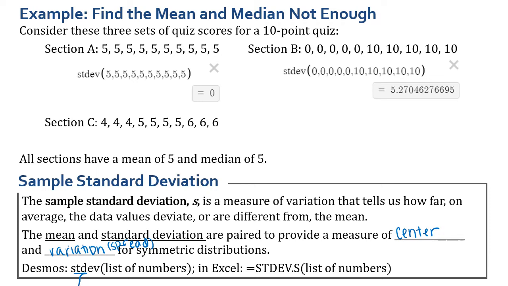Now in Section C, we're going to assume these values are not like Section A where they're all the same. But they're not like Section B where they're wildly different, going from 0 to 10. They're clustered pretty similarly. So I would expect that standard deviation to be lower than Section B, but higher than Section A. Because in Section C, they're less spread out than Section B, but they're more spread out than Section A. So when you find that standard deviation, you get 0.816.